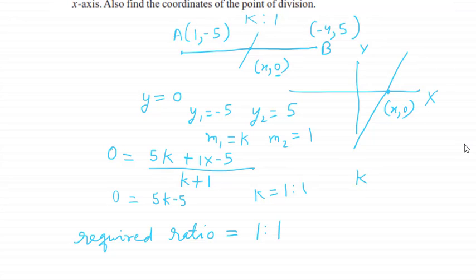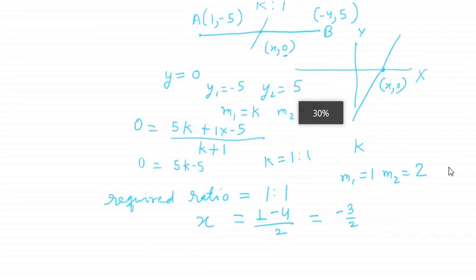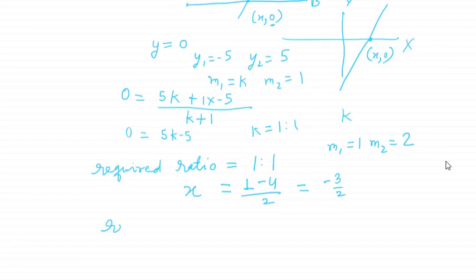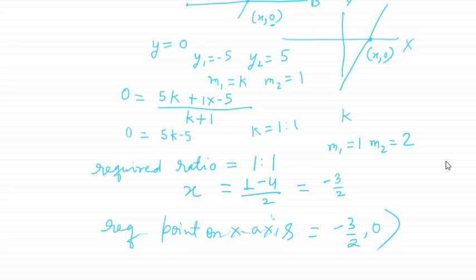Now let's find out x. x will be the midpoint. m1 is also 1 and m2 is also 1. So simply you just take (x1 plus x2) divided by 2 and that will give you the result. So here we will get -3 by 2. So the required point will be (-3, 0). So you can write, required point on the x-axis is equal to (-3 by 2, 0). So that will be your answer.